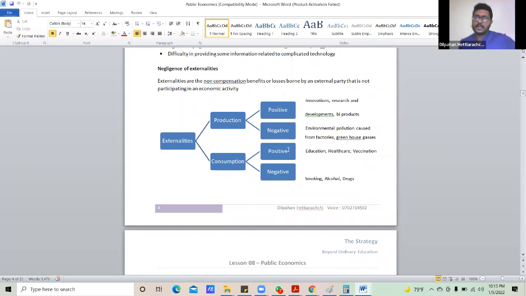Okay. Public economics, lesson number 8. What does this lesson talk about? It talks about government operation, how the government can be involved in a market economy. What are the different policies they are coming up with? What decisions are they taking? What are their objectives? What is their budget? What is their financing method? Everything will be discussed in this lesson.